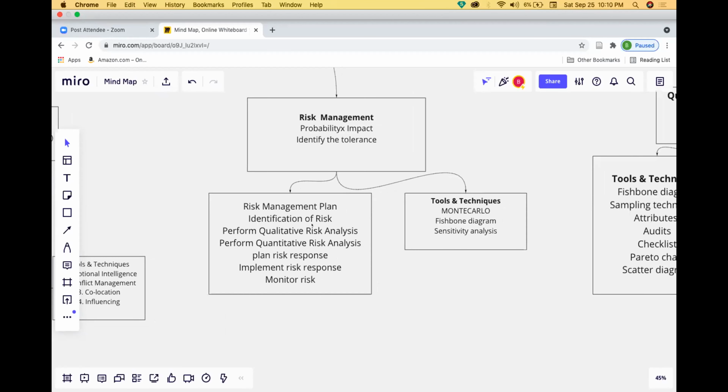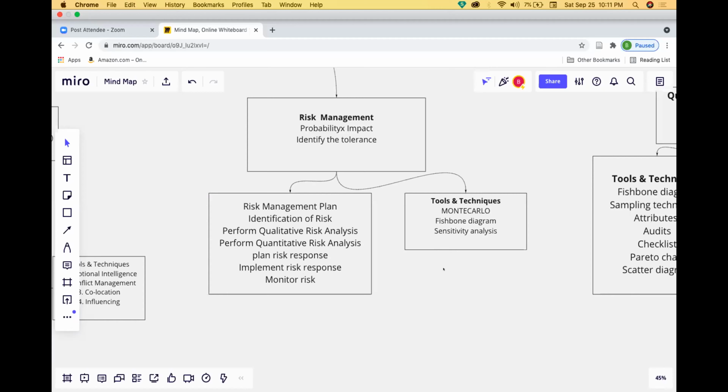And then comes performing the qualitative analysis first and then the quantitative analysis of the risk. Then comes planning the risk response. This is very important, how the risk can be handled. That planning is very important when we are doing risk management. Then implementing the risk response. When we are implementing the risk response, there will be some residual risk, or it may also lead to secondary risk. And then finally we will monitor the risks.